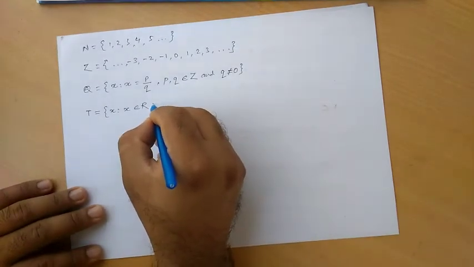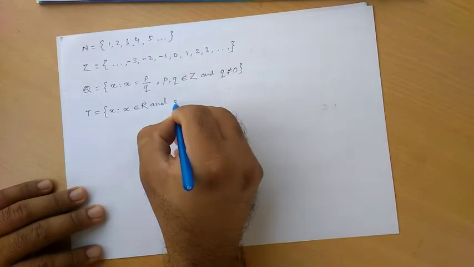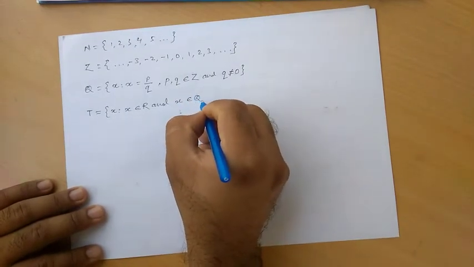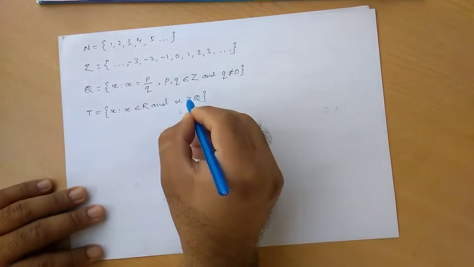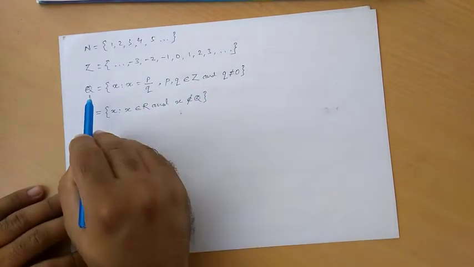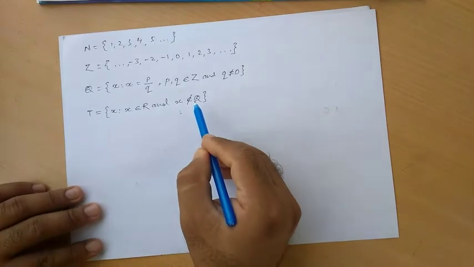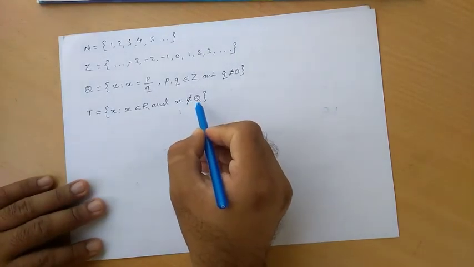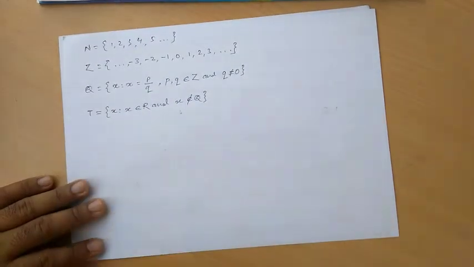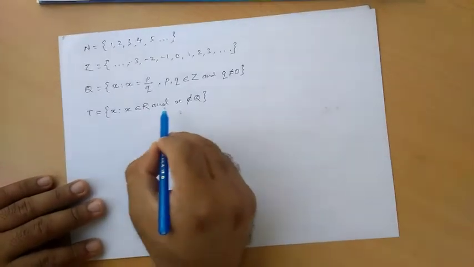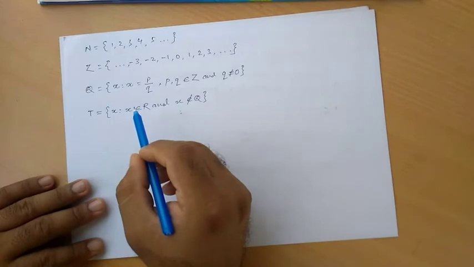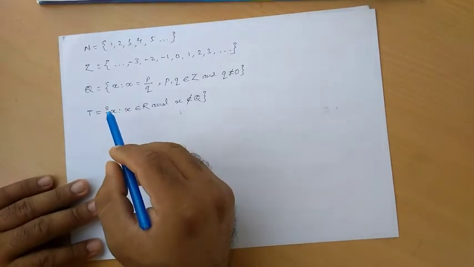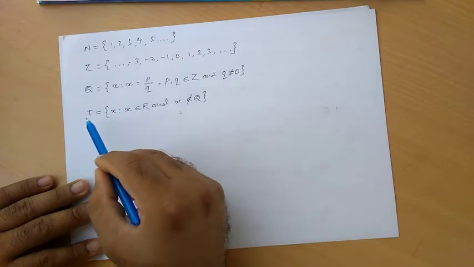and x is not Q. Not Q means not rational number. The real number which is not rational number is irrational number. Basically there are two things, rational number or irrational number, and these two include the entire number system in real number.